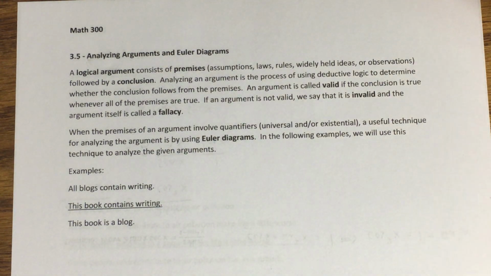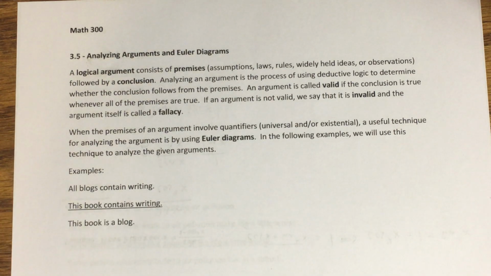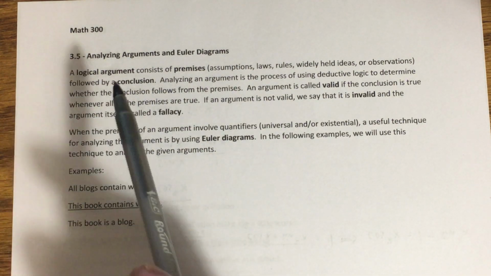So we're going to start with a little bit of terminology. This is a relatively short section. We're going to lay down some terms, and then we're just going to run through several examples to give you an idea of how we approach analyzing arguments using something called Euler diagrams. So let's start with that.